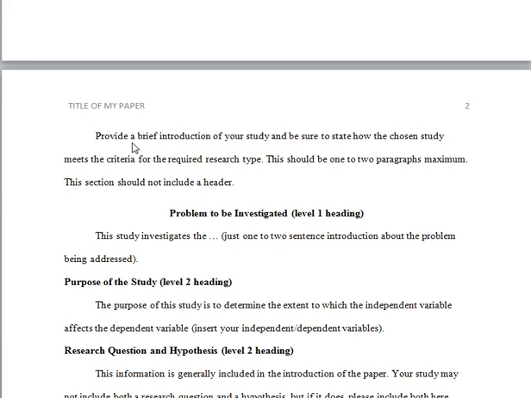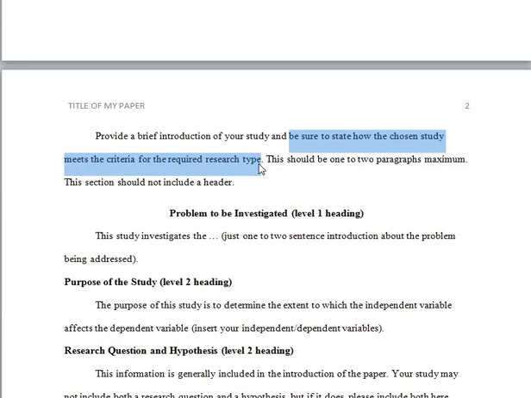Right here, there should be a brief introduction of your paper. And what you have to make sure that you include is to state how the chosen study meets the criteria for the required research type. So, for example, if you're doing a quantitative analysis, then you should state the characteristics of the study that make it quantitative. Maybe the people completed a survey that had Likert type scoring. Maybe they used statistical analysis such as multiple regression to come up with the findings or the analysis.